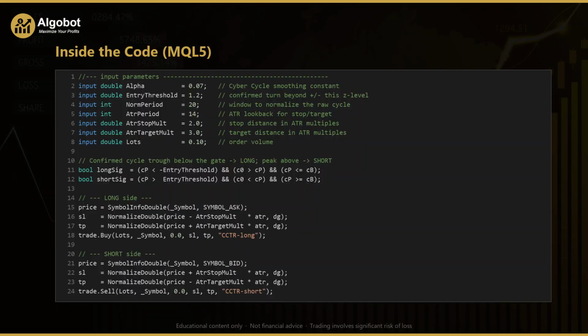Let's look at the actual MetaQuotes language code that runs inside the expert advisor. At the top, we have the input parameters, the dials you can adjust in the settings.